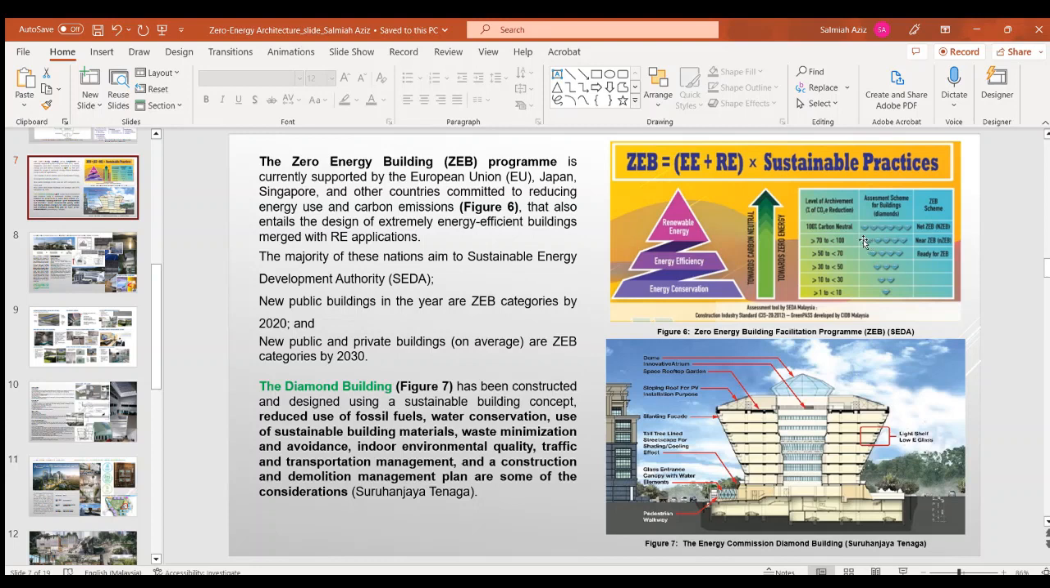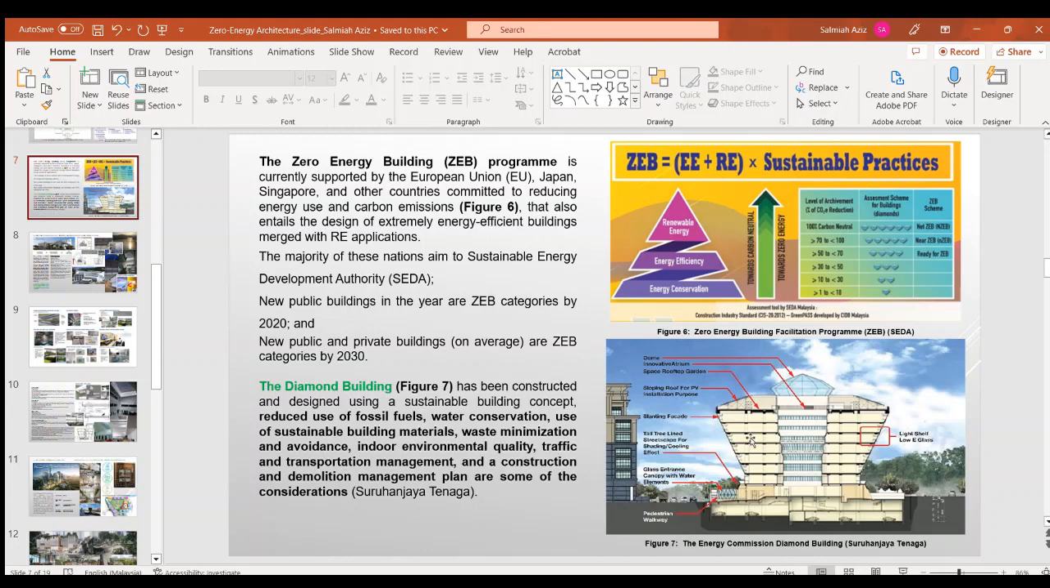Alright. They also entail the design of extremely energy efficient buildings merged with renewable energy application. The majority of these nations aim at sustainable energy development, as the authority says, which is about new public buildings introduced by 2020 and new public and private buildings on average by 2030. So one example of zero energy architecture, I display here as an example.